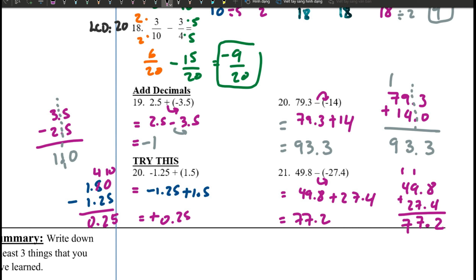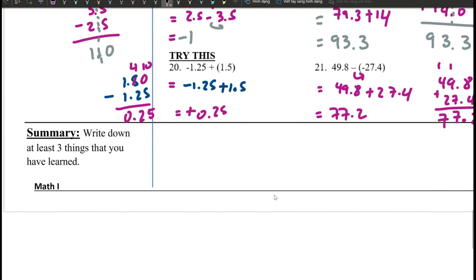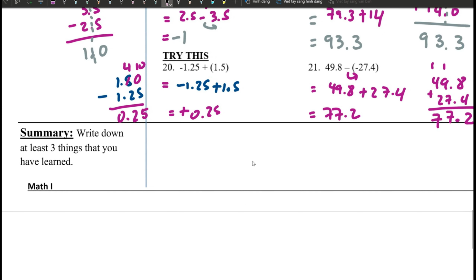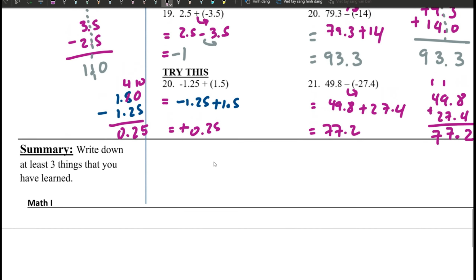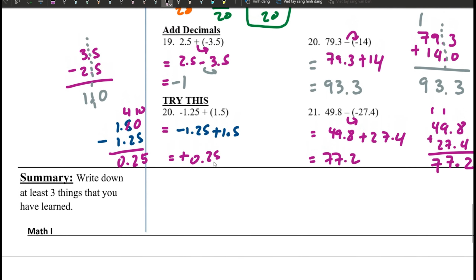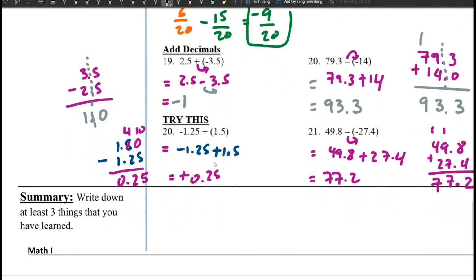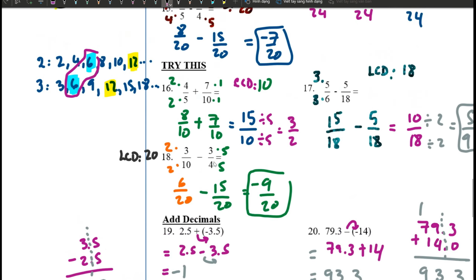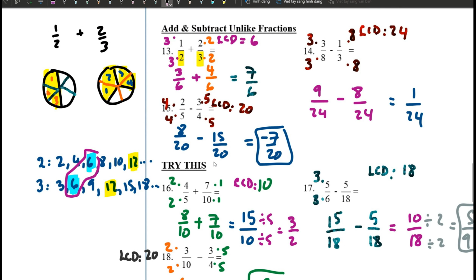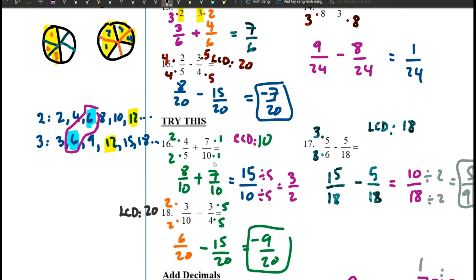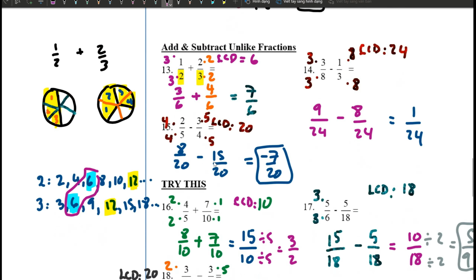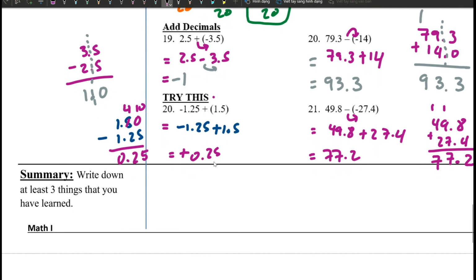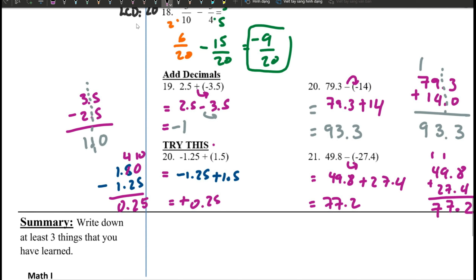Alright, so that's it for today's lesson. Please take 5 to 10 minutes to write down a summary for yourself. What did you learn from today and yesterday? Write down at least 3 things that you learned, okay? And please explain in detail what you did and how you do it, for example how you add like denominator fractions and unlike denominator fractions. You have to explain in detail how you add decimal numbers, okay?